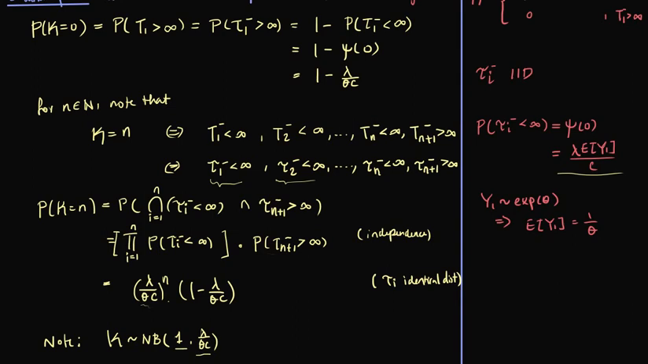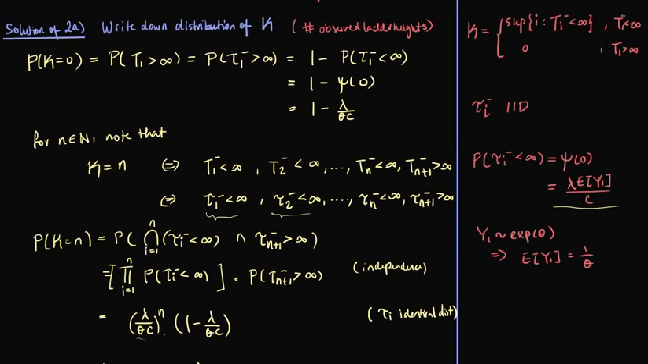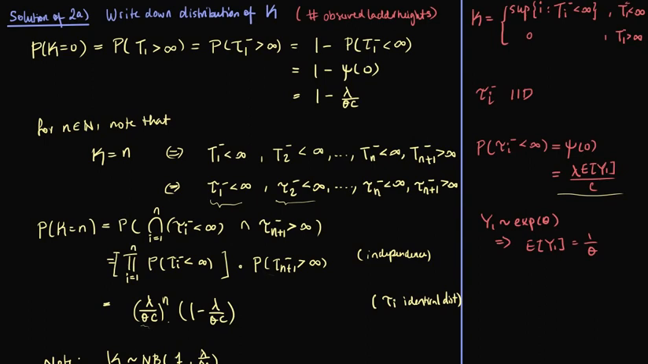So we now know that the number of observed ladder heights, k, is negatively binomially distributed with this distribution here.